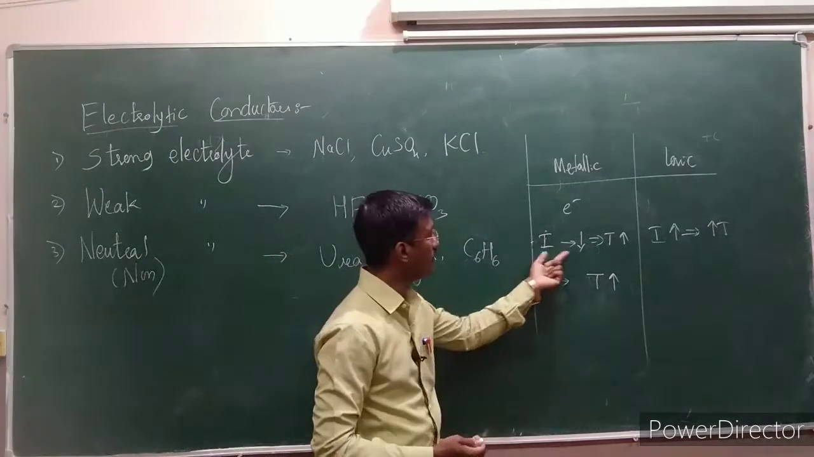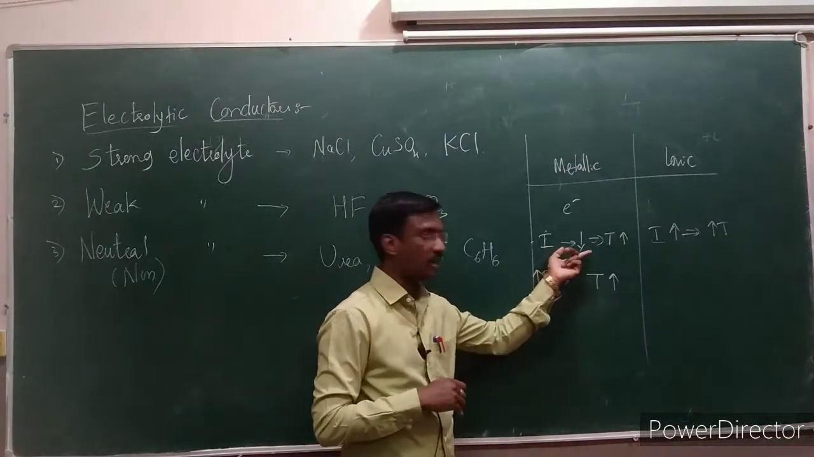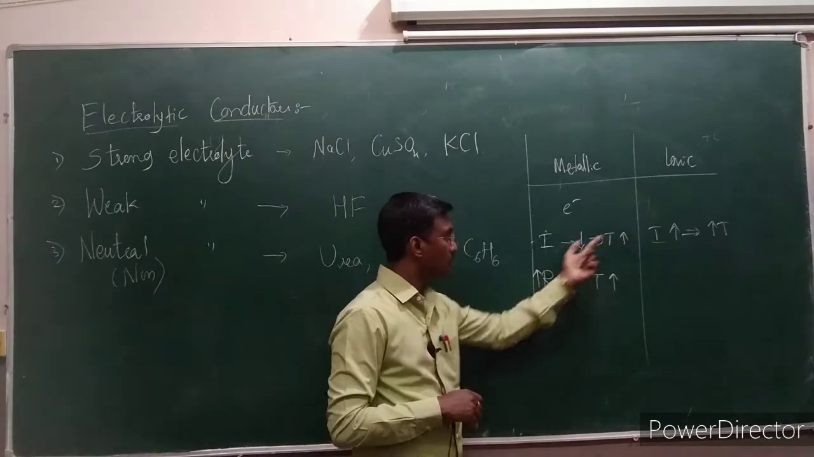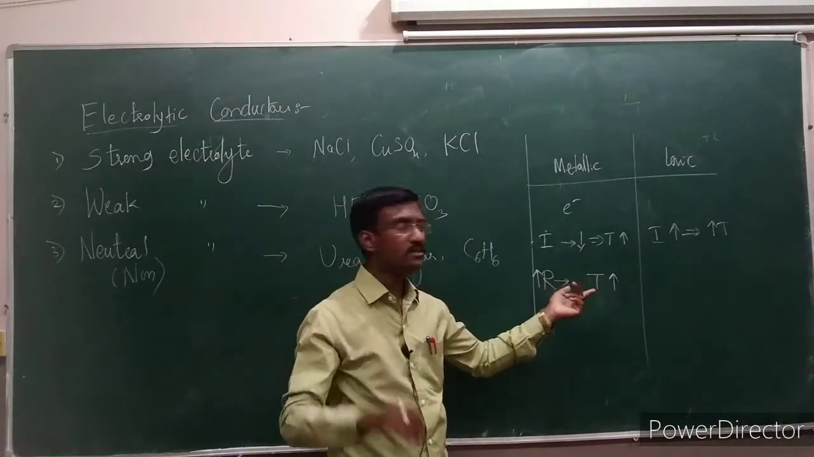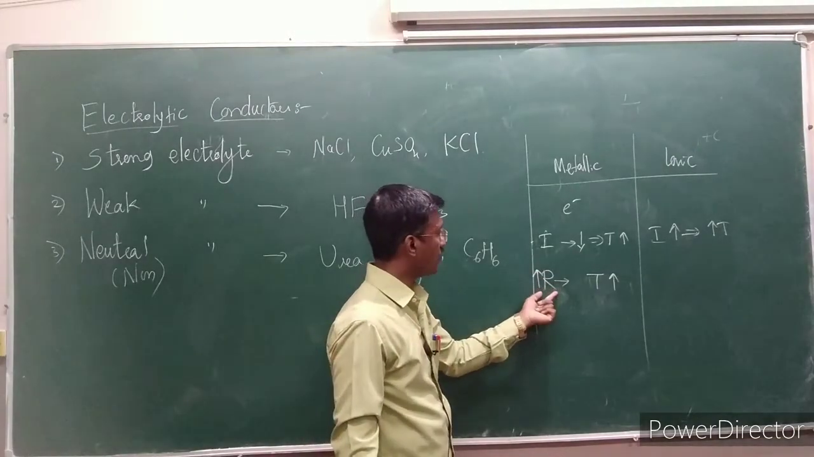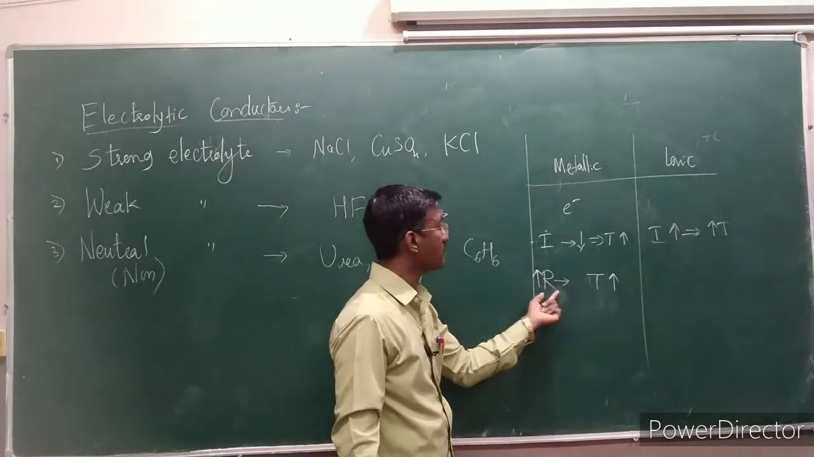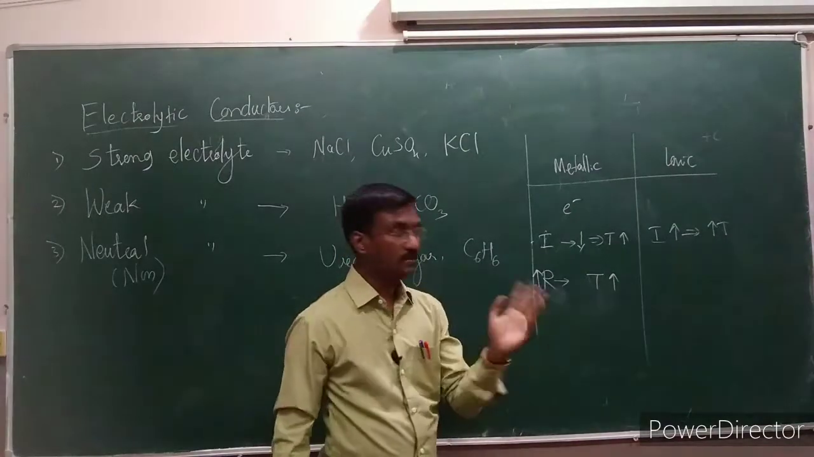So here can you see the flow of current is reduced automatically by increasing the temperature. So it means that resistance is increasing. What is resistance? The decrease in the current is called resistance. For that reason, as the temperature increases, resistance increases. What happens here?